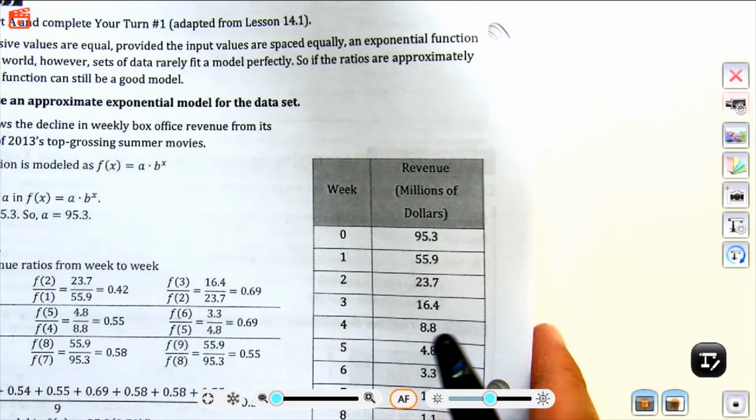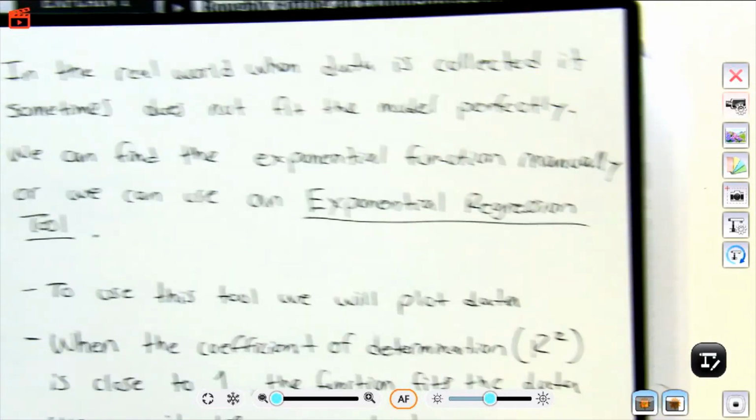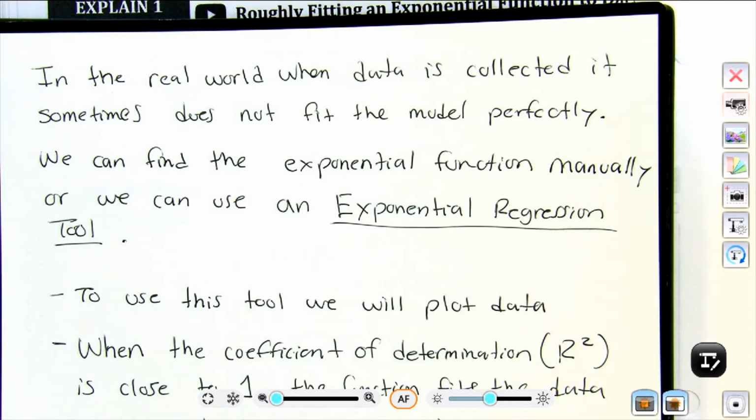In the real world, when data is collected, sometimes it does not fit a model perfectly. So sometimes the common ratio is not the same. If you pick 2 points, you will not find the common ratio equal to each other. If that's the case, we could find the exponential function manually, or we could use a tool called an exponential regression tool, which is on a calculator or on Desmos. I'm going to walk you through how to do it manually.